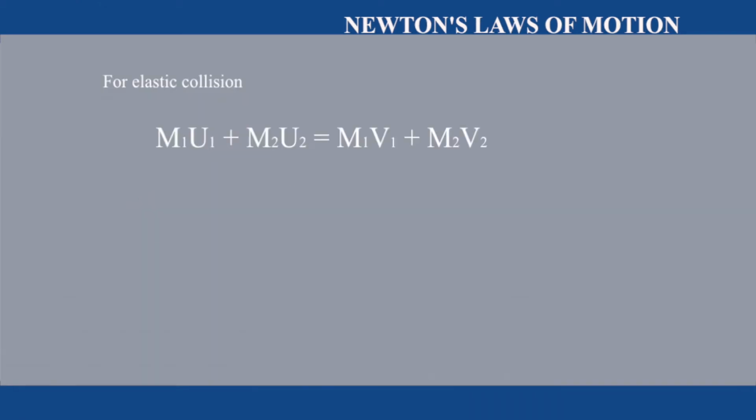If the two masses undergo inelastic collision, then after collision they will move with common velocity, that is v1 is equal to v2 equals v. So that we have m1 u1 plus m2 u2 equals m1 v plus m2 v, which is equal to m1 plus m2 into v. Example 1.